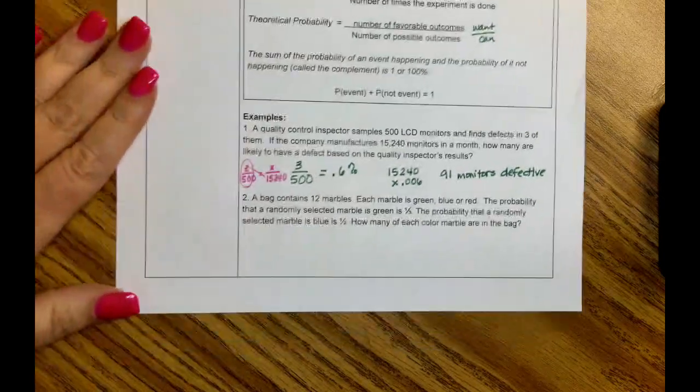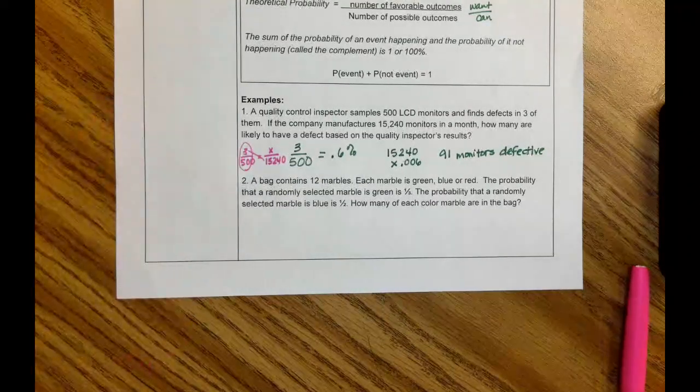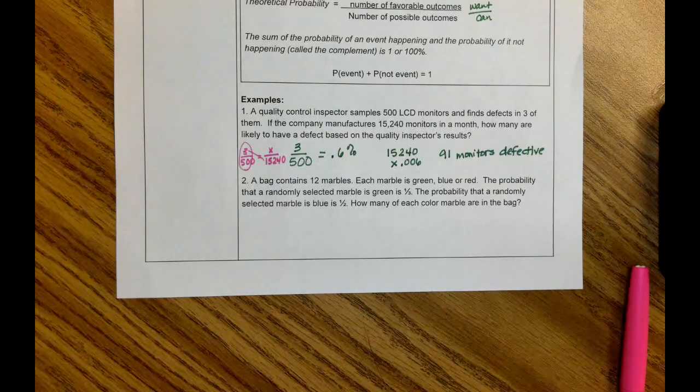Now, we can also extend this to, we've determined the probability of selecting a marble from a bag of marbles that has 12 marbles, we have green, blue, or red.